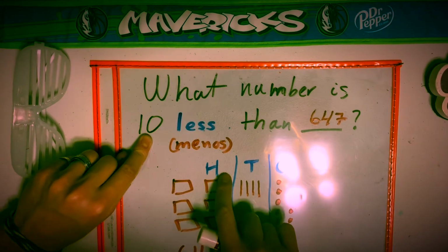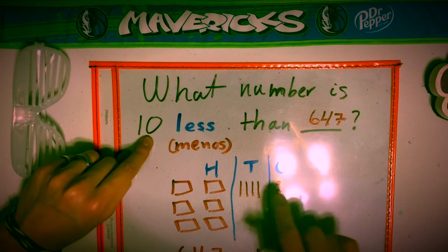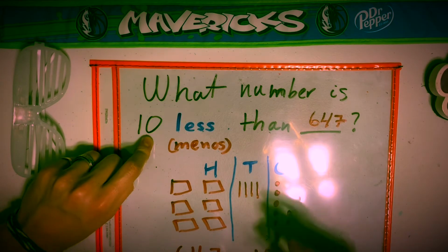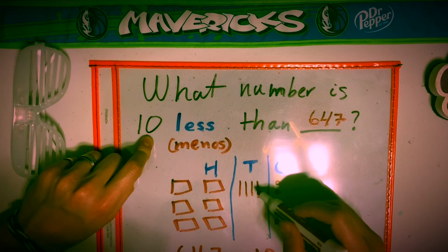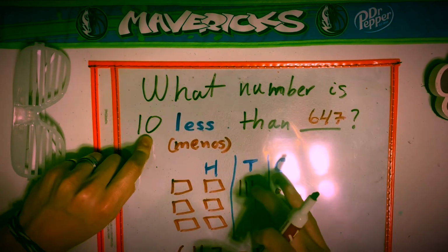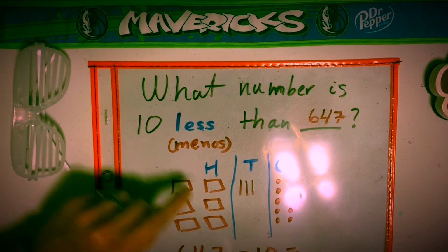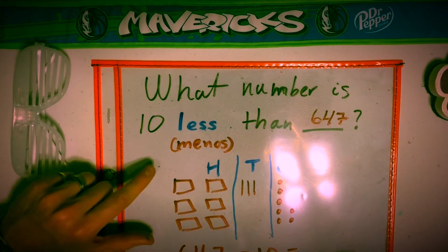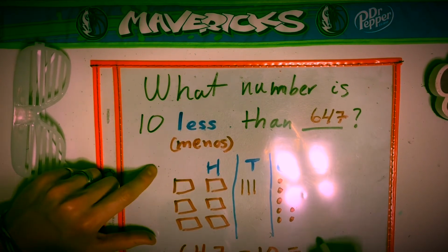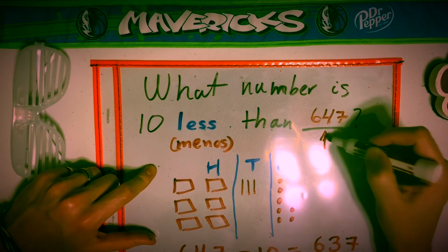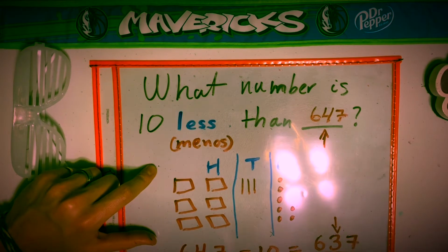So remember, we have the hundreds, tens, and ones. So 10 less means I need to take away from the tens place. So when I take away, I'm going to erase it. Lo voy a borrar, or I can cross it out. Lo cruzo, o lo puedo hasta borrar. And now, how many tens do I have? I have 3 tens. So if I count, I have 600, 3 tens, and 7 ones. As you can notice, the only number that changed is the tens place.